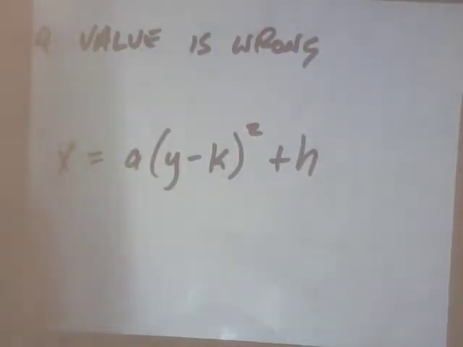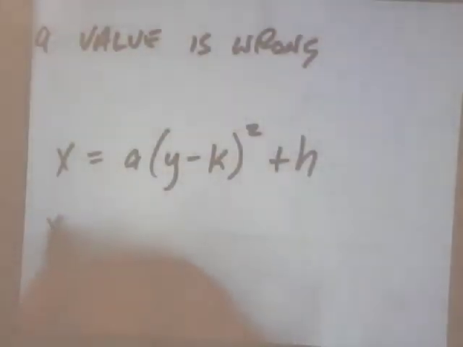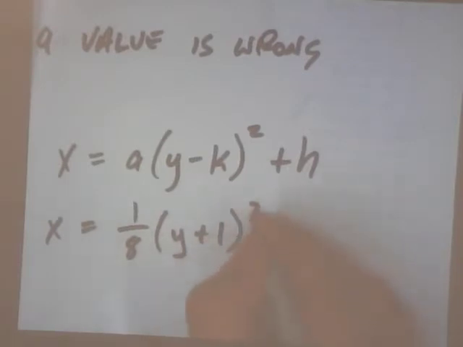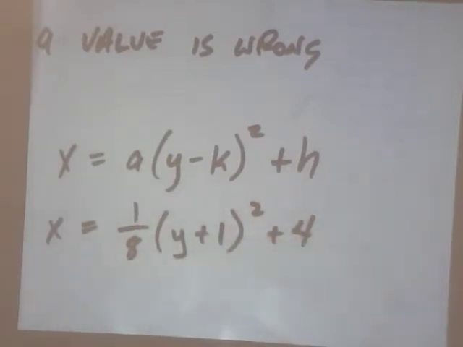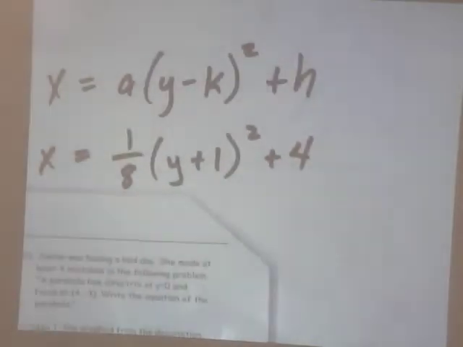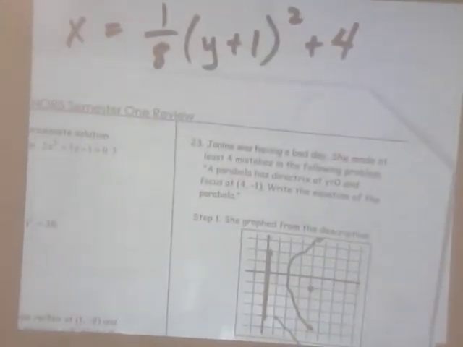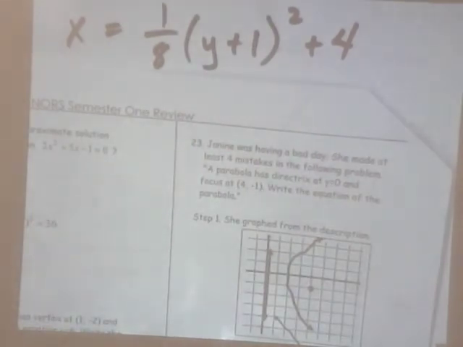So the equation for her screw up here, we said would have been 1/8 y minus, actually plus 1 for the vertex, and then plus 4. Are we okay with that equation? If we use her screw up, this should have been the answer. So don't make a mistake at the beginning. It messes everything up.